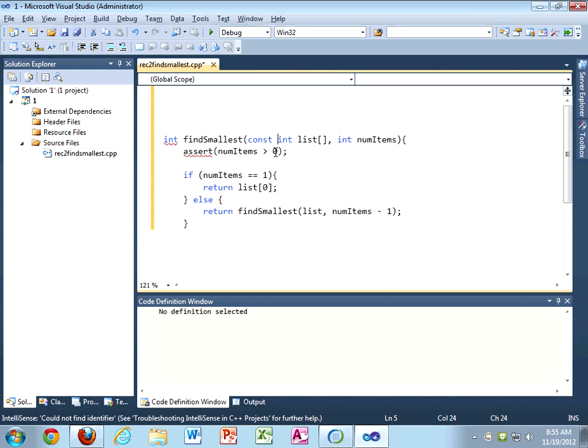So we've got this last number in the array, and then we know what the smallest number is out of the n minus 1 items in the array. What if we compare those two things? Compare the last item in the array with the smallest item out of all of the other elements in the array. And the smallest between those two will be the smallest item in the array, right? Should I say that again? No, okay.